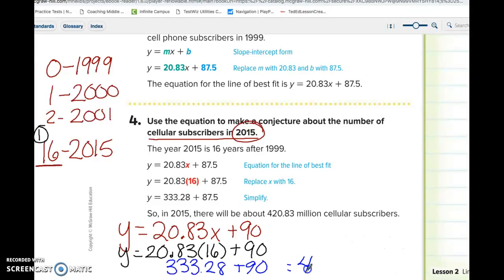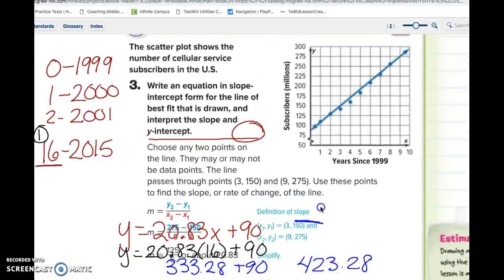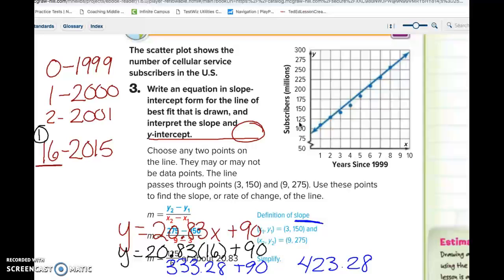Okay, so that is our conjecture. So in 2015, we could estimate that there will be 423.28 million subscribers, because if you go back up to your graph, the y label is in millions, okay? That's not just 423 people are going to subscribe, because we obviously have a lot more than that.